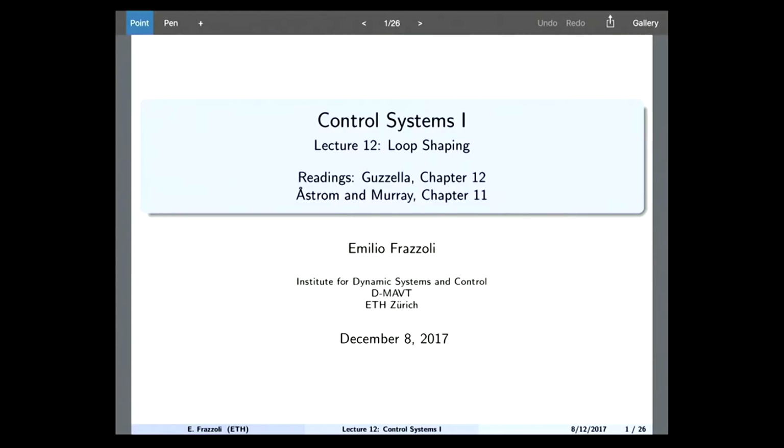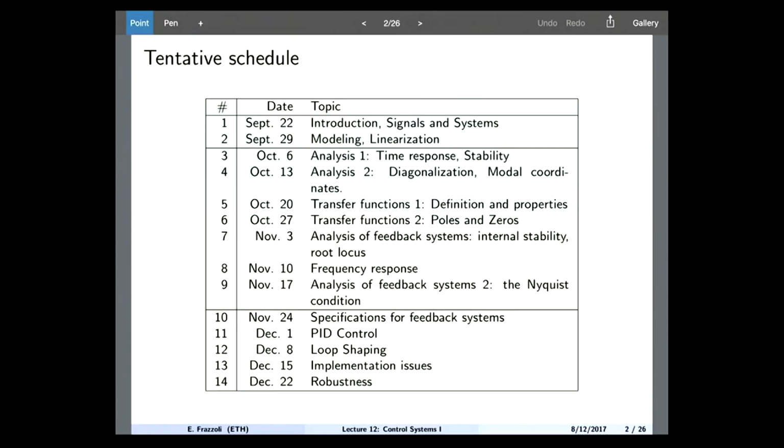What we'll do today is look at a more systematic way of going through the same process, and we will also establish some connections between the PID design and what we'll discuss today. What we do today is called loop shaping. We will be clear why, because essentially we have the loop transfer function on the Bode plot.